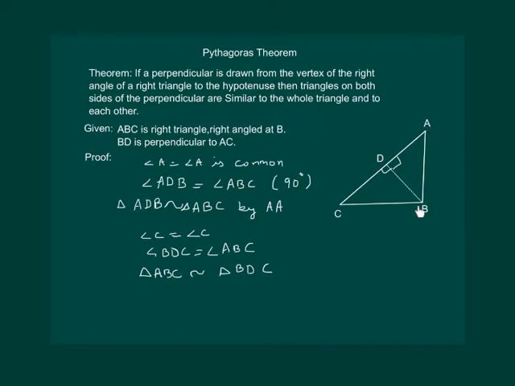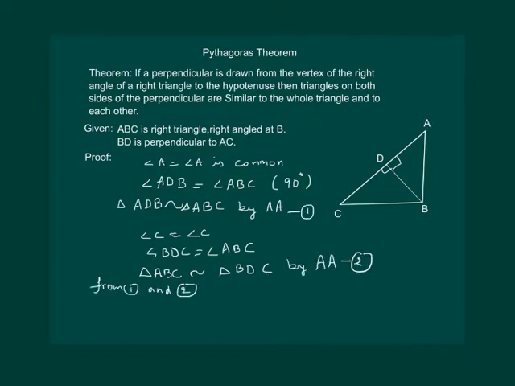Why are we taking BDC? Because D should correspond to B, A will correspond to B, and C will correspond to C.